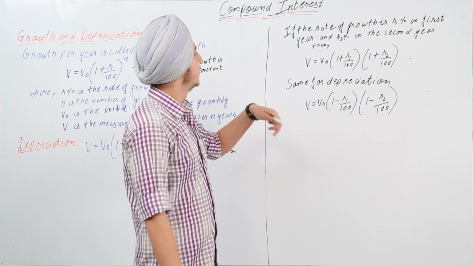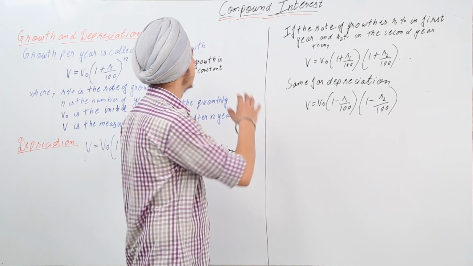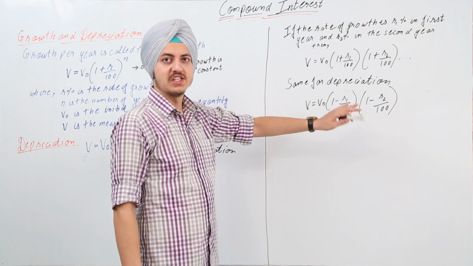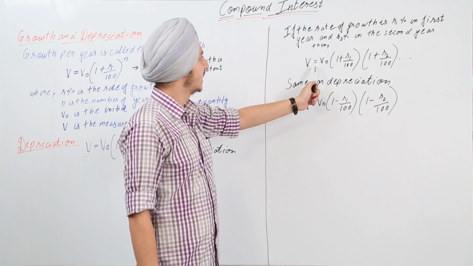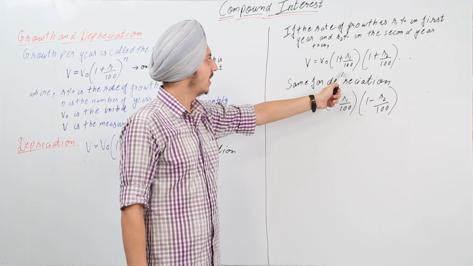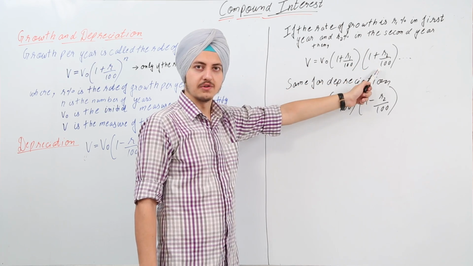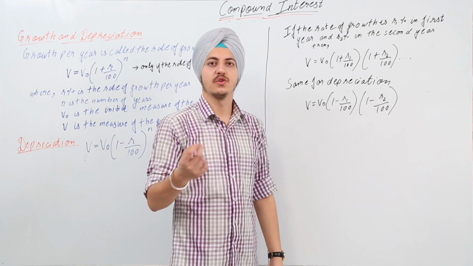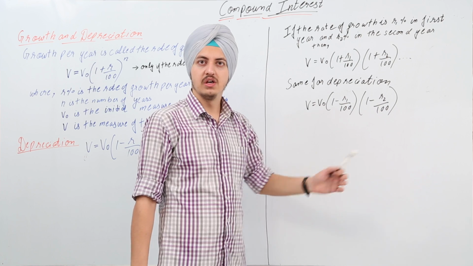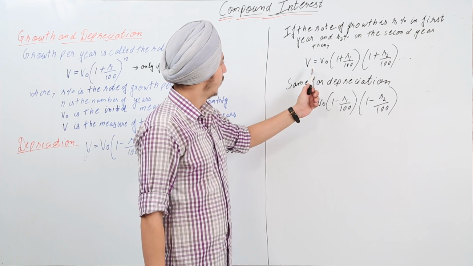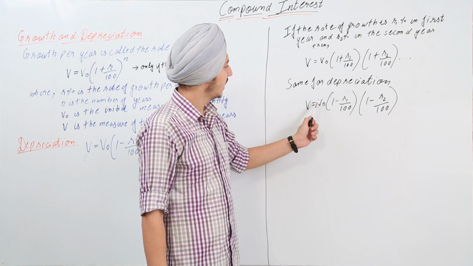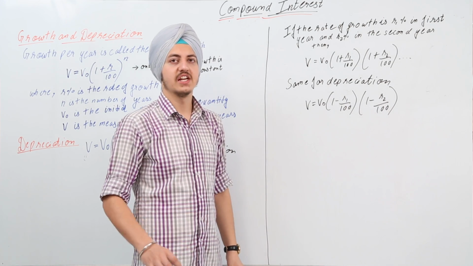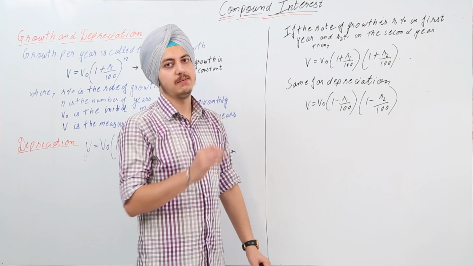Now what if we have different rates of interest, that is, different depreciation or growth rates for different years? What do we do then? The formula remains the same as in compound interest. V is equal to V naught into 1 plus R1 by 100 into 1 plus R2 by 100 and so on. So this formula will be used if the rate of growth and the rate of depreciation are different for different years. For depreciation, we have V naught into 1 minus R1 by 100 into 1 minus R2 by 100. So this thing remains the same. The formulas are exactly the same as in compound interest.